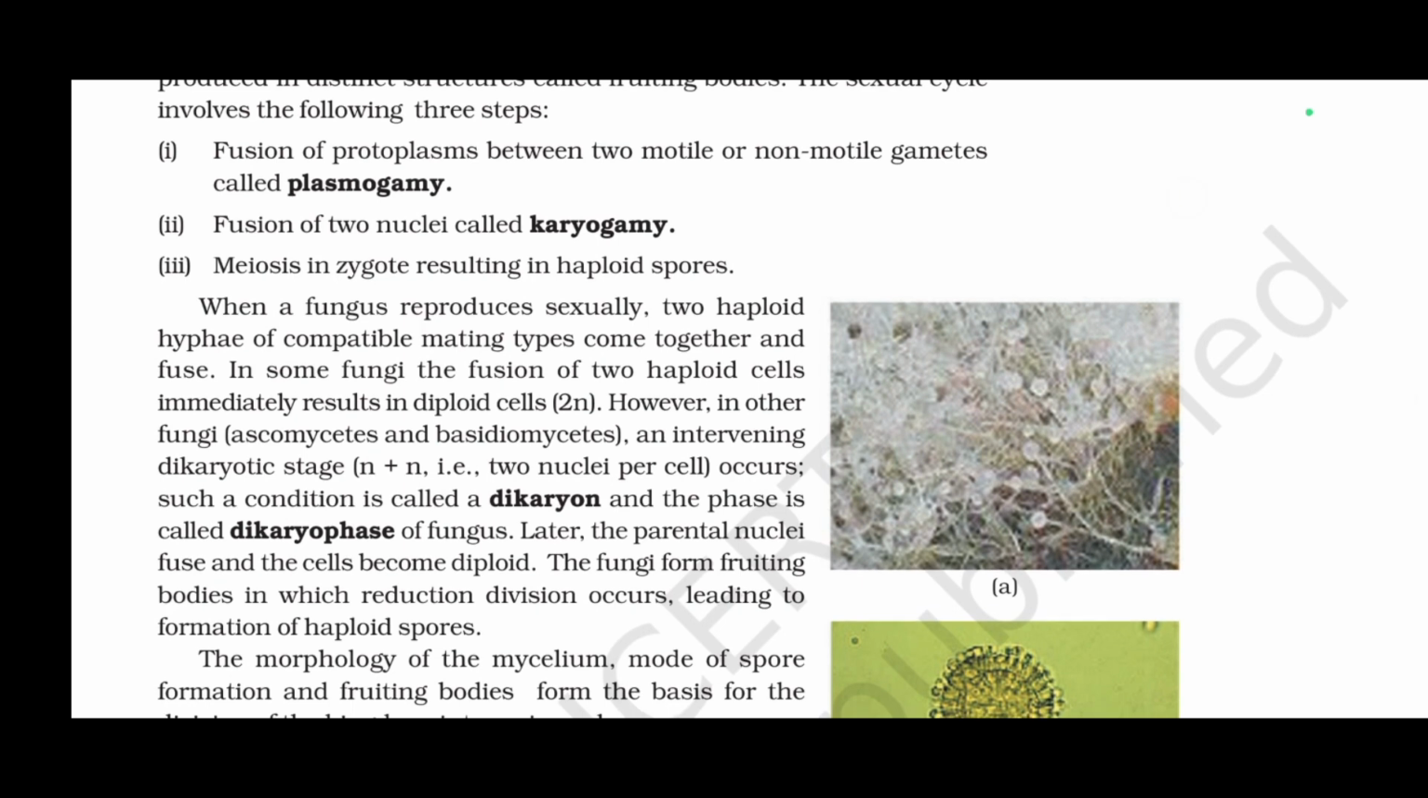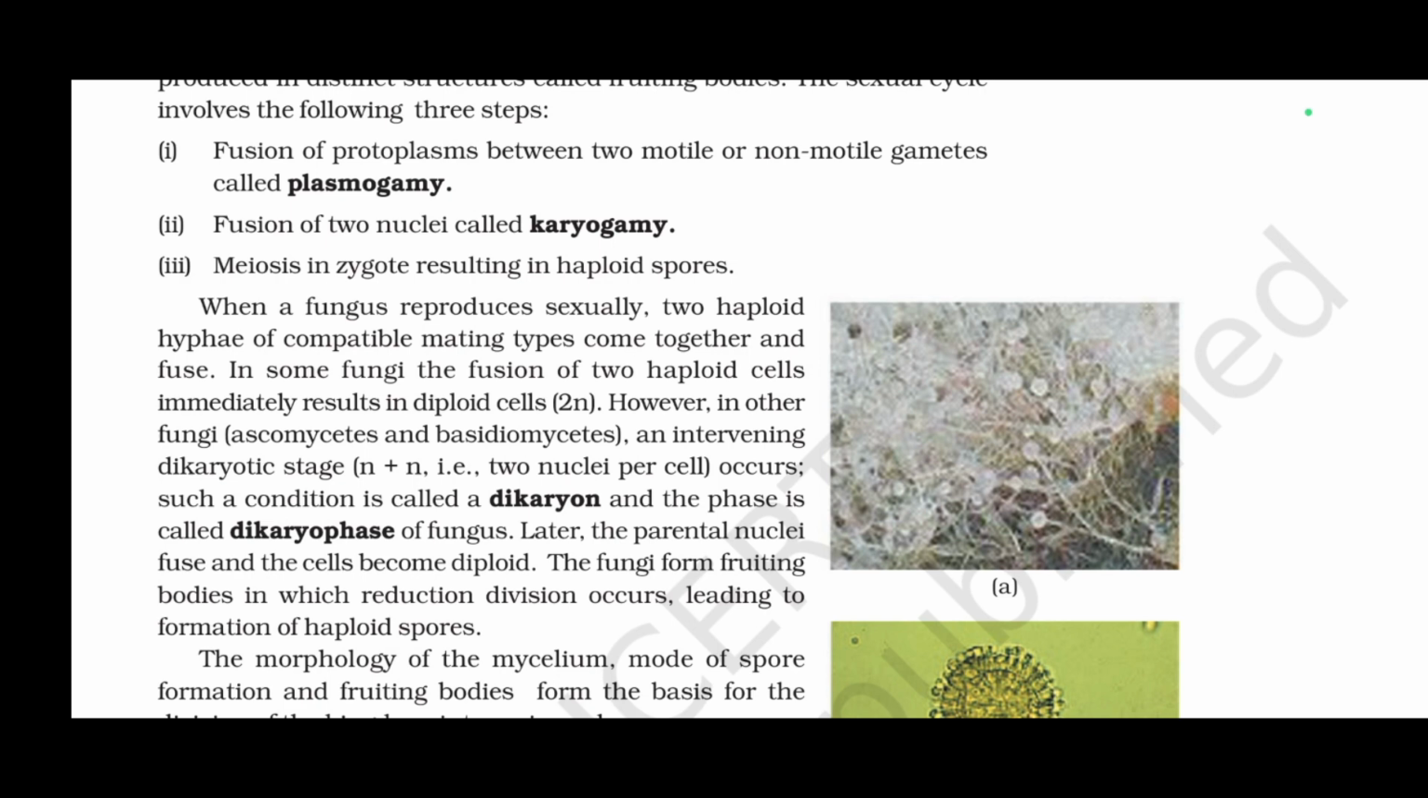When a fungus reproduces sexually, two haploid hyphae of compatible mating types come together and fuse. In some fungi, the fusion of two haploid cells immediately results in diploid cells, 2N. However, in other fungi, like ascomycetes and basidiomycetes, an intervening dikaryotic stage, N plus N, which is two nuclei per cell, occurs. Such a condition is called a dikaryon, and the phase is called the dikaryophase of the fungus. Later, the parental nuclei fuse and the cells become diploid.